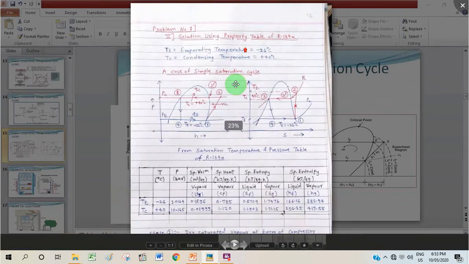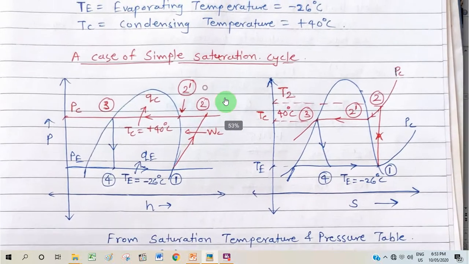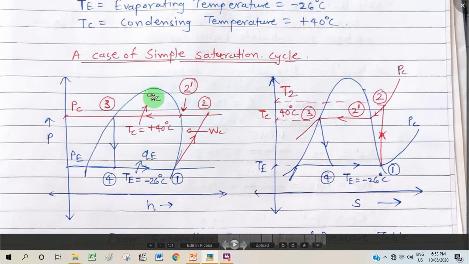Let me take you to this. In this way the given case can be represented on a p-h and T-s diagram. This is a sketch of a simple saturation cycle, working between the condensing temperature limit of plus 40 degrees Celsius and the evaporating temperature limit of minus 26 degrees Celsius. Corresponding to this condensing temperature Tc, there is a condensing pressure. Corresponding to the evaporating temperature, there is a corresponding evaporator pressure.